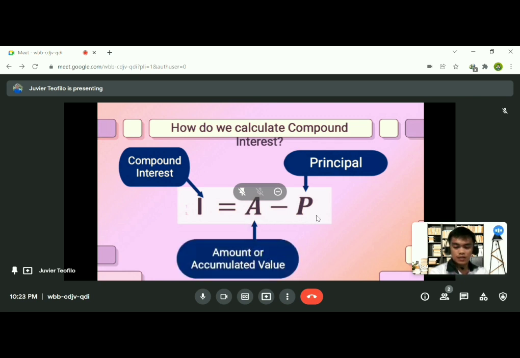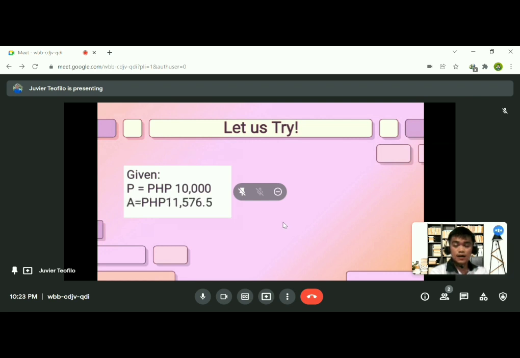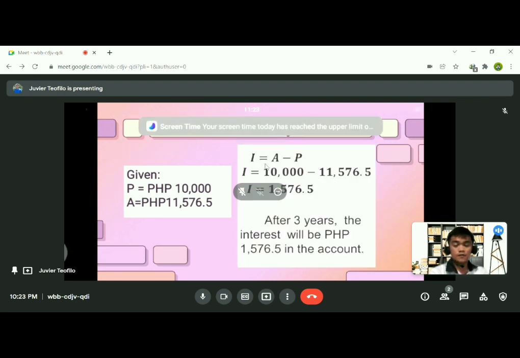So let's try to solve an example. The principal is 10,000. The accumulated value is 11,576.50 centavos. So using the formula of compound interest, I is equal to A minus P. Again, this solution has an error. So this 11,576.5 centavos must be there in the first. So take note, it has an error.